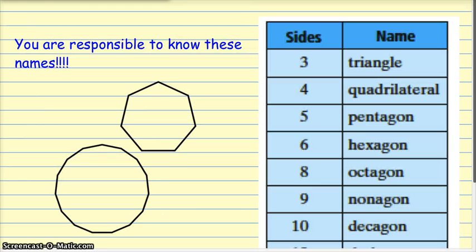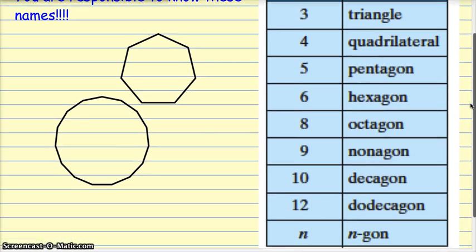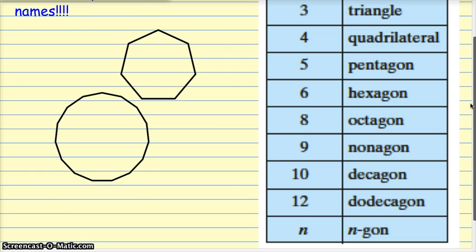Next slide. This slide lists all the names for the polygons. You are responsible to know these. Triangle has 3 sides, quadrilateral 4, pentagon, hexagon. There is one in here missing. 7 is a heptagon. Then 9, 10, 12. An n-gon stands for any number of unknown sides.